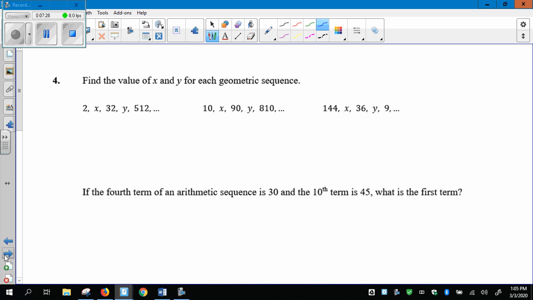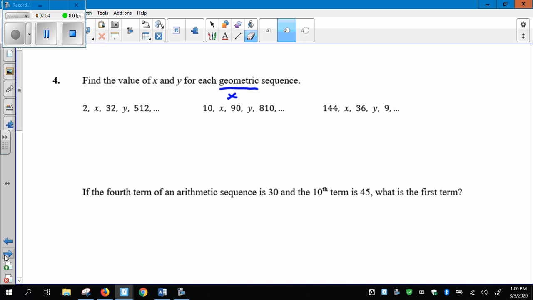It says find the value of x and y for each geometric sequence. For this, I'm just going to guess and check. So geometric tells me that I'm multiplying by something. So I'm just going to guess. So what if I multiply this 2 by 2 each time? If I do, then I would get 2, 4, 8. So that's not right. So let's go up again.